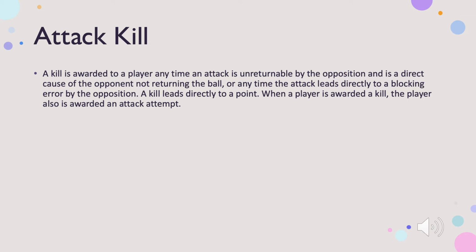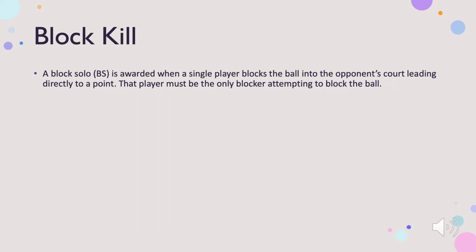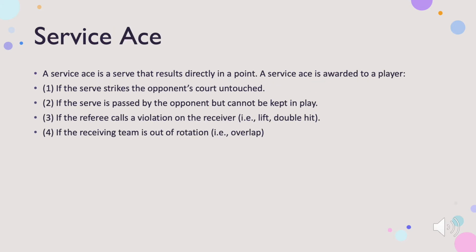A kill is awarded to any player at any time when an attack is unreturnable by the opposition. A block kill is awarded when a single player blocks the ball into the opponent's court, leading directly to a point. A service ace is any serve that results directly in a point.